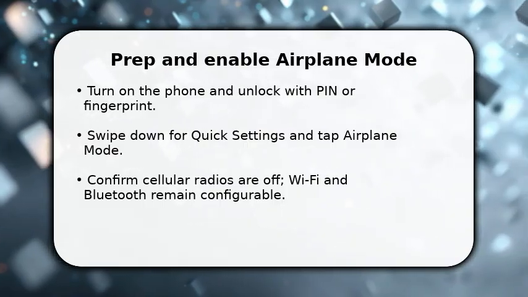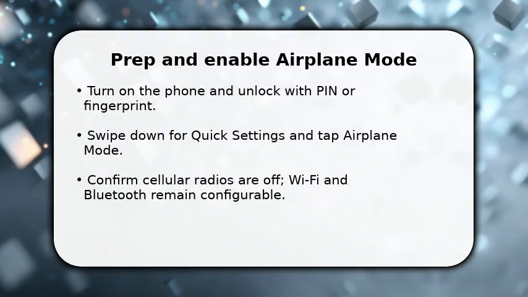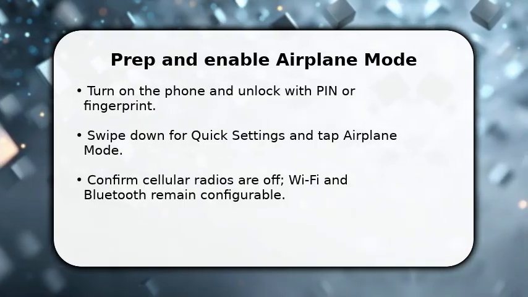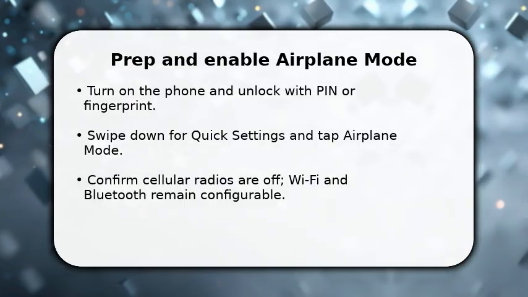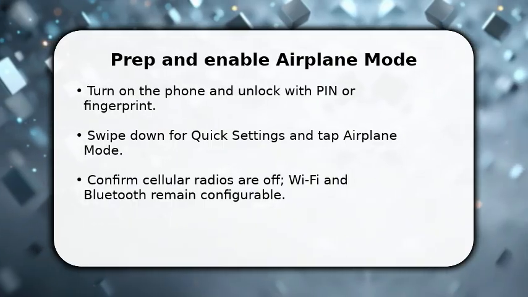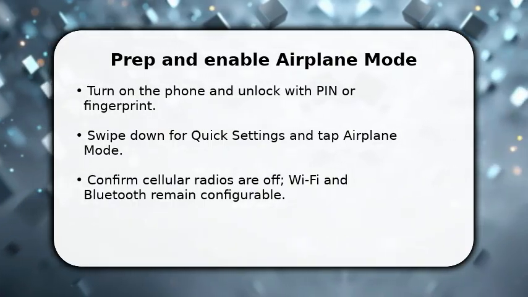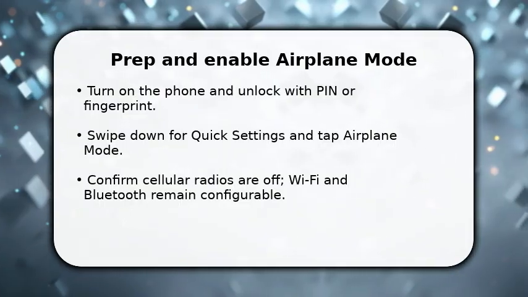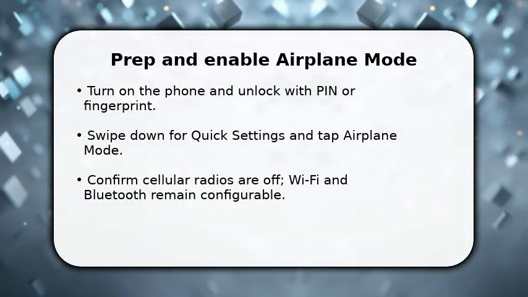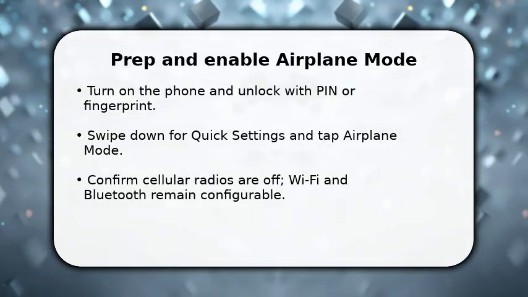Once done, press and hold the Wi-Fi icon to access network settings because Airplane mode doesn't permanently block Wi-Fi. Make sure Bluetooth is set as you need it for accessories. These steps isolate cellular while keeping local radios manageable, so you can selectively restore Wi-Fi without reactivating cellular.